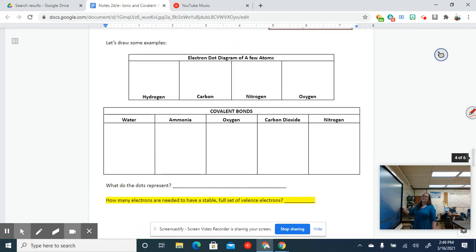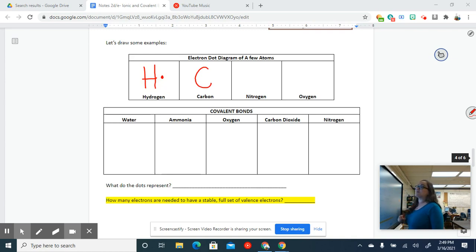Okay, so let's draw some examples of what we're talking about here with a covalent bond where we share valence electrons. So the first thing you've got to know is how to draw an electron dot diagram. It's also called a Lewis dot diagram. And the way we draw them is to write the chemical symbol and then a single circle for each valence electron. So hydrogen is in family 1, so it has 1 valence electron.